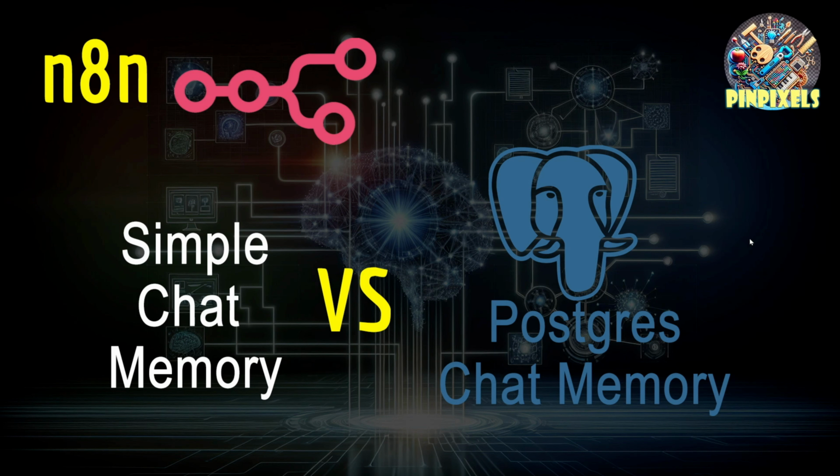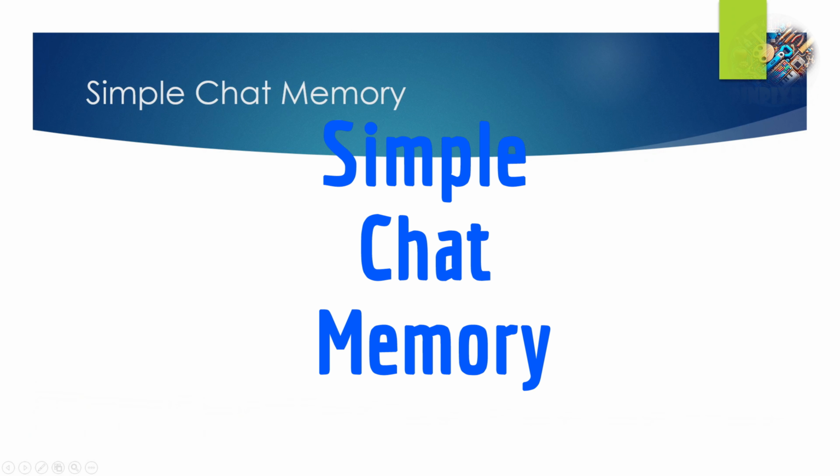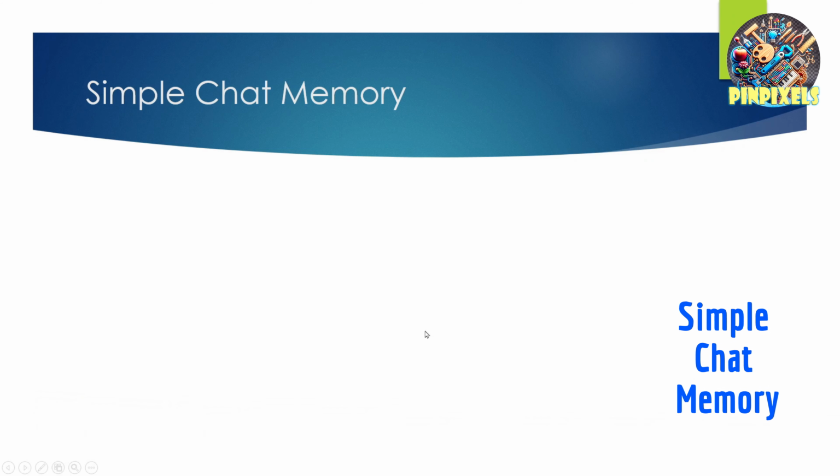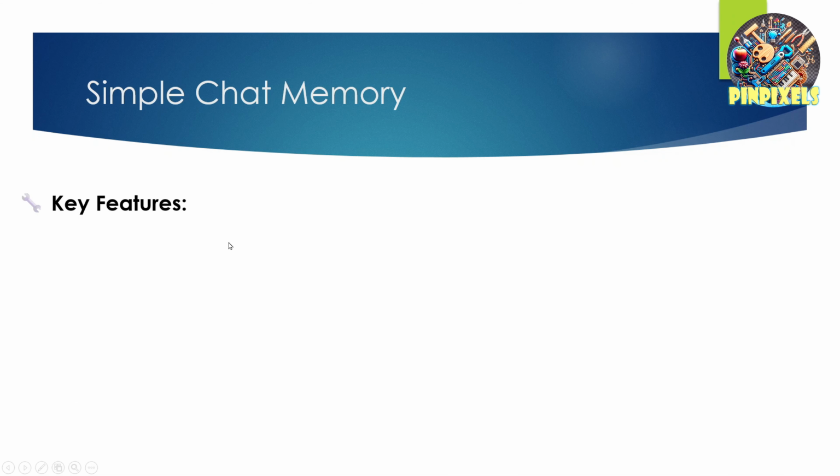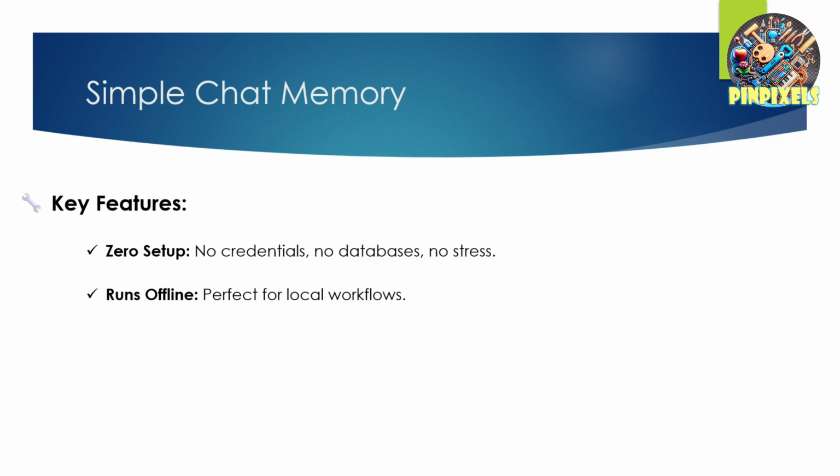Now, before getting into the setup, I would like to briefly go over the differences between the two. Simple chat memory, as the name suggests, is a quick and simple memory. Key features: zero setup. You don't need any credentials, no database, no stress. It runs offline, means it runs in the local workflow instance. It is very fast and easy to set up.